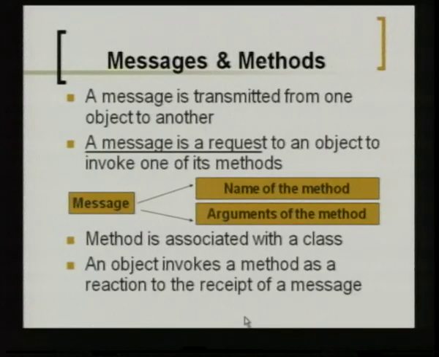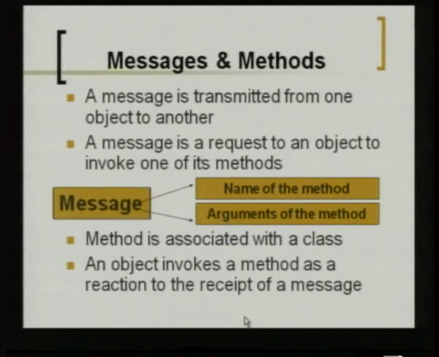A message is a request to an object to invoke one of its methods. Now we saw that a class contains data and it contains functions to operate on the data. An object is created for a class, which specifically tells what the data holds and what the function does. So, a message is nothing but a request to an object to perform one of its functions. So, that is the interaction between the objects.